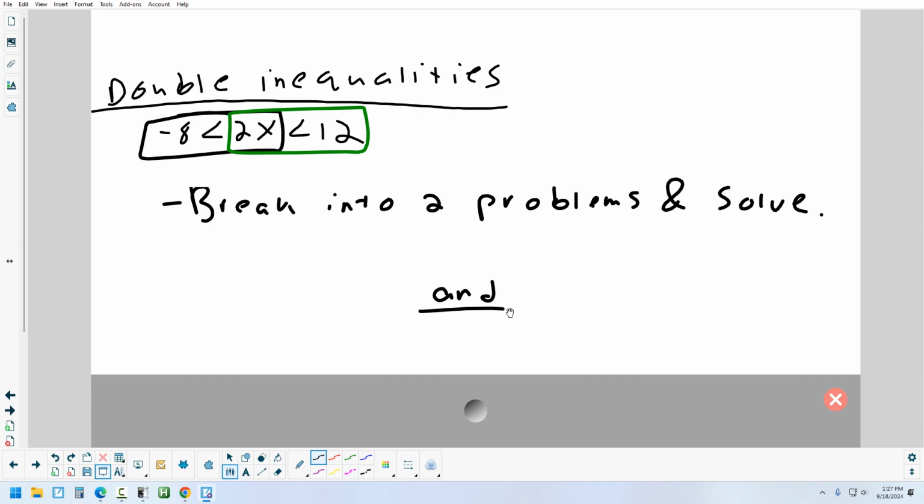Okay. Can someone give me the first inequality that I would solve? Yeah. Negative 8 is less than 2x. Negative 8 is less than 2x. Okay, we'll come back to that one. And someone else give me the other inequality. Yeah, go ahead. 2x is less than 12. 2x is less than 12. So to solve both, you're just going to divide by 2.